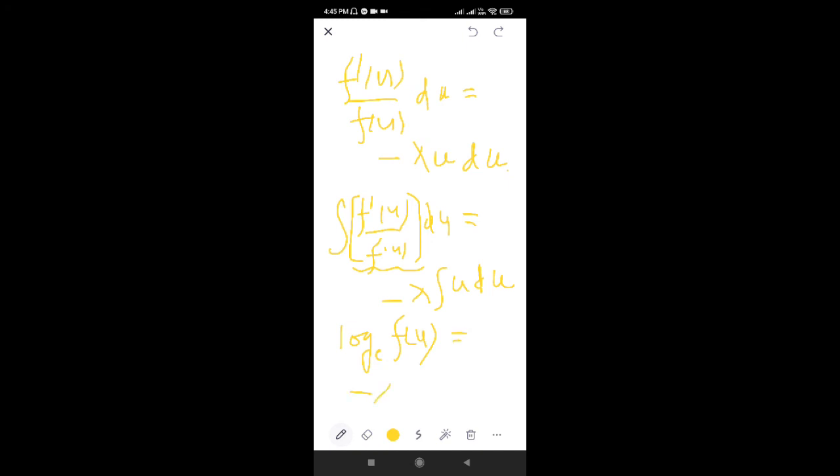On this side, minus lambda. What is the integration of u? Come on, tell me. What is the integration of x? Integral x dx. Anyone? Okay, anyone from the class? u square by 2.